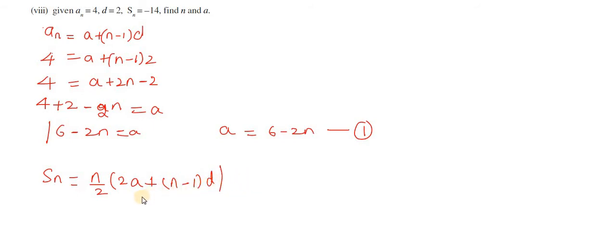So we know what is Sn, they gave minus 14, just substitute this value. Minus 14 is equal to n by 2 into 2a. In place of a you can substitute 6 minus 2n. And also we know the d value, right? You can substitute the d value here, that is n minus 1 into d. What is d? d is nothing but 2.